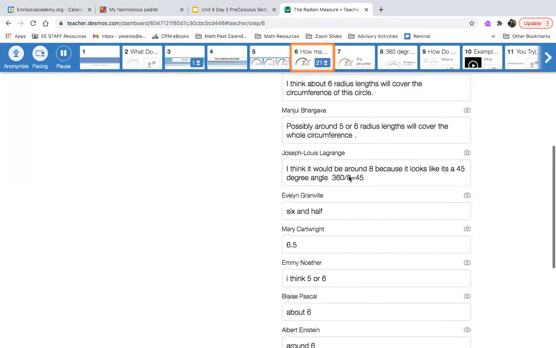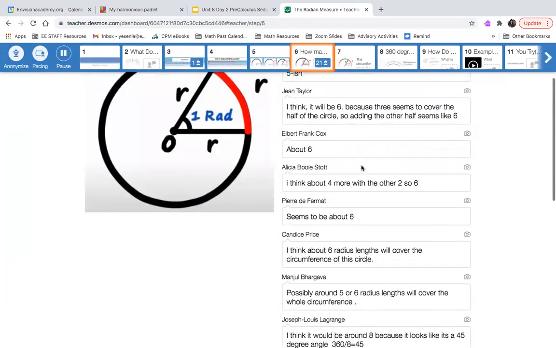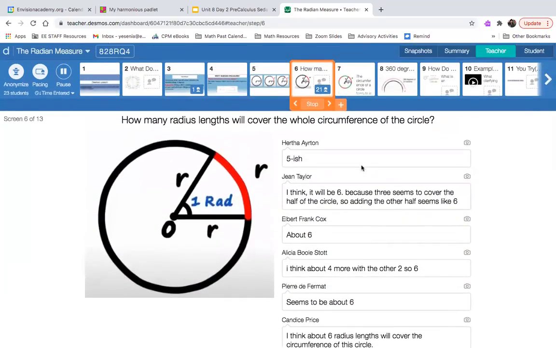6.5. We got some reasoning. Ooh, look at this mathematical reasoning. So this one says it looks to be around 8 because it looks like it's a 45-degree angle. Oh, whoa. So they're saying 45 degrees and they're using that. It's amazing reasoning right there. 5 or 6. We got about 6 and 5-ish. All right. That seems pretty much like everyone's in agreement. The 8 was the only one that was a little different, but I love that reasoning. 45 degrees, and how many 45 degrees in a circle. But all right, y'all, ready for the answer?